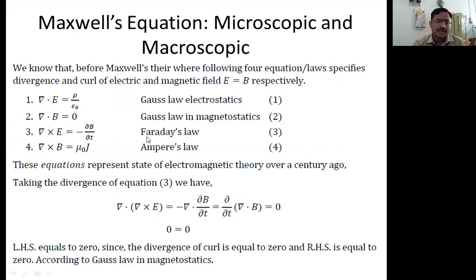So Faraday's law was correct. First three equations were correct. Maxwell didn't find anything wrong with these three equations. So the next step he did is that he applied divergence to the Ampere's law.